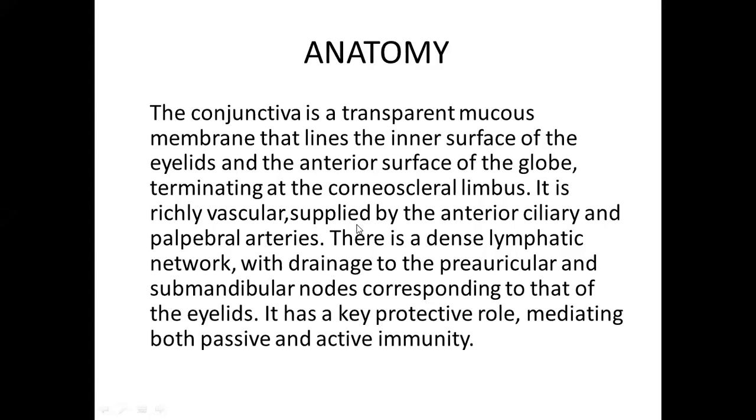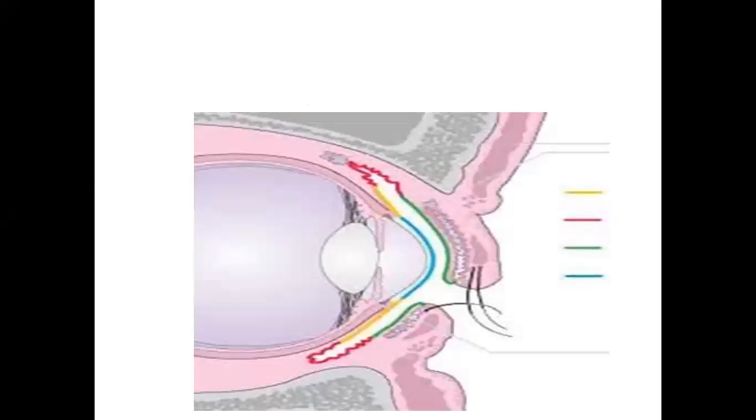Here again is the conjunctiva, a transparent mucous membrane that lines the inner surface of the eyelid and the anterior surface of the globe, terminating at the limbus. I've explained all of this. So next slide, please. There's a diagram, good. It's like cutting the head vertically. I don't know if you will understand this picture.